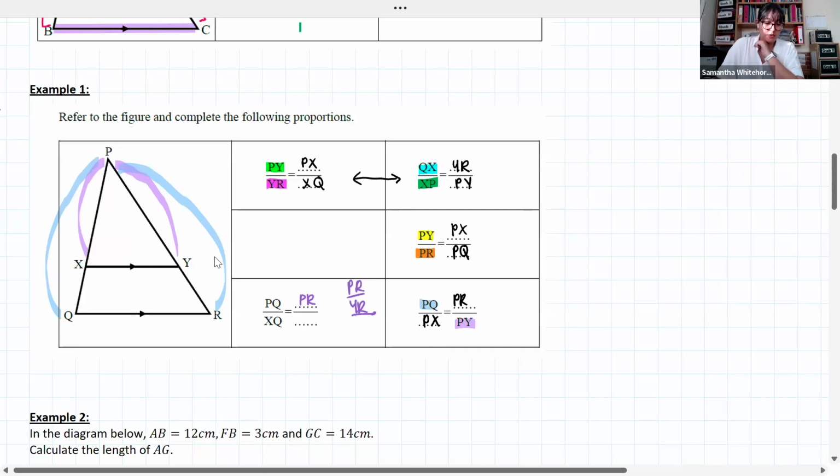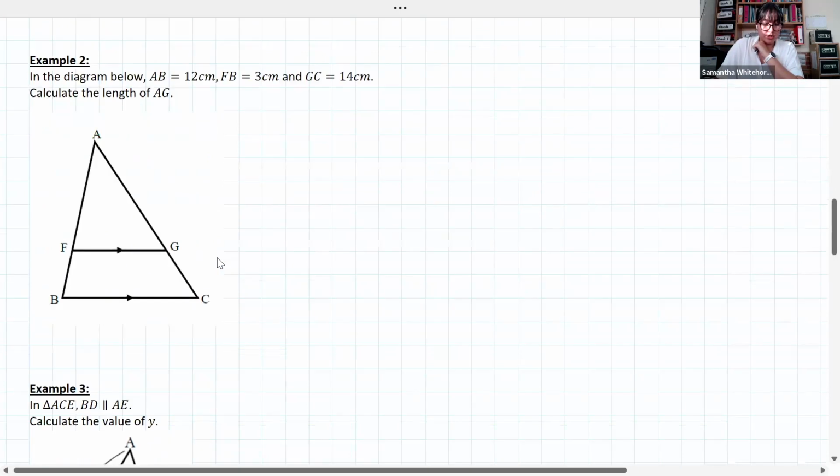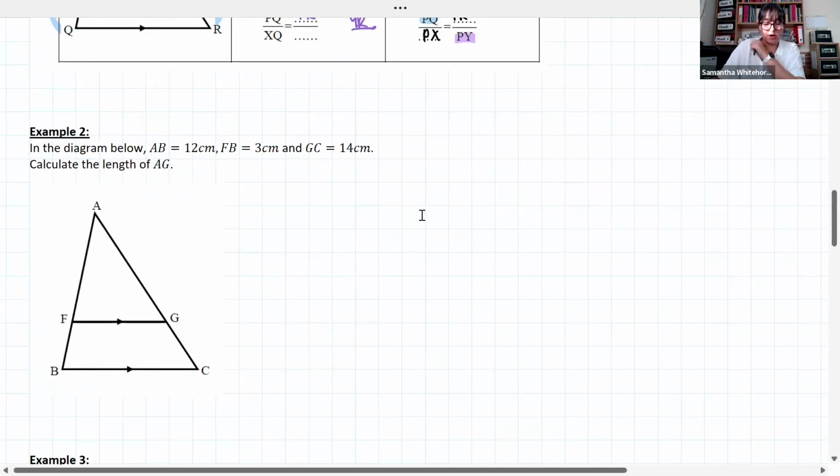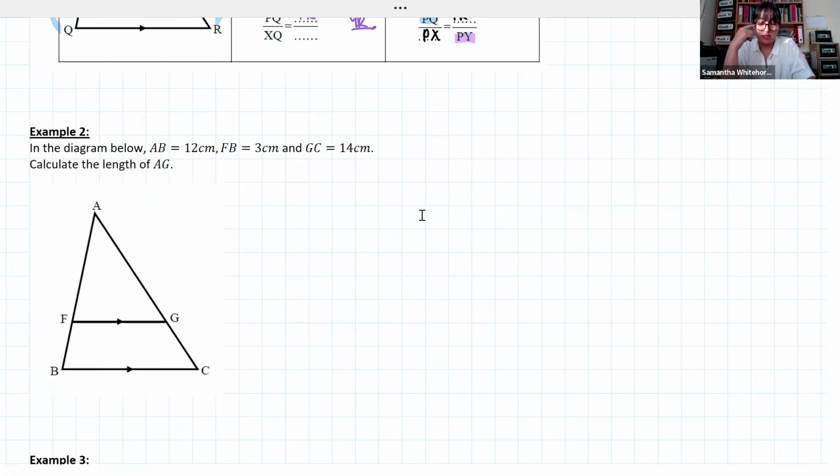Right, so this is example 2. I've given us some information. We have been told in the diagram below, AB is equal to 12 centimeters, FB is equal to 3 centimeters, and GC is equal to 14 centimeters. Calculate the length of AG.